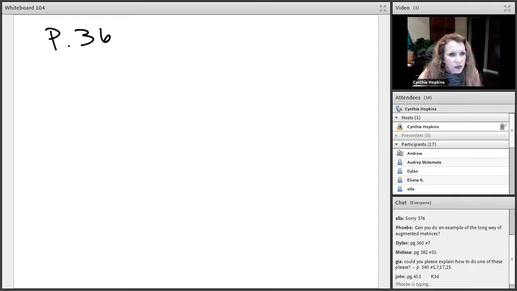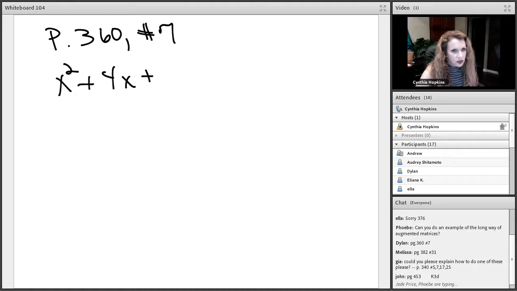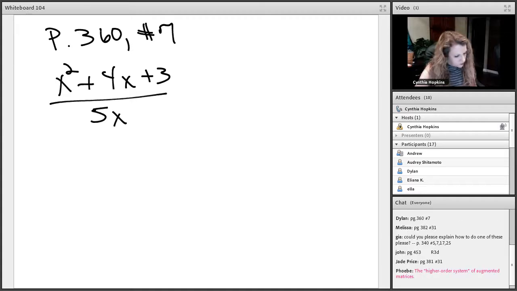All right, page 360, number 7. Okay, this is asking us to carry out the indicated multiplication or division. All right, so we have x squared plus 4x plus 3 all over 5x, and that is being divided by x plus 1 over x plus 5.